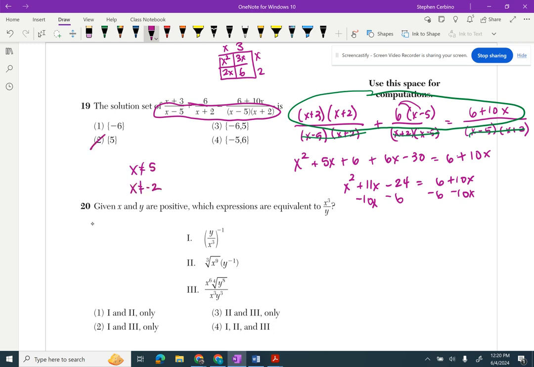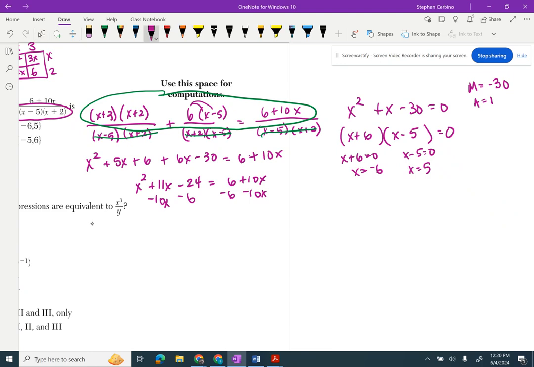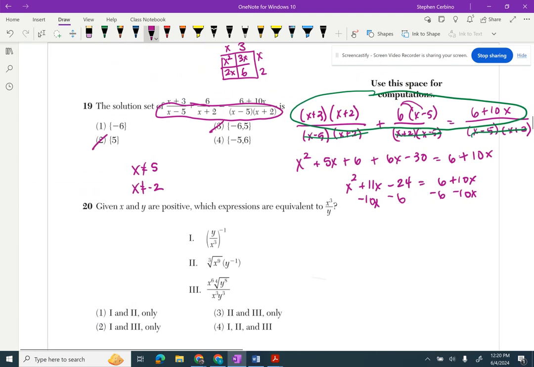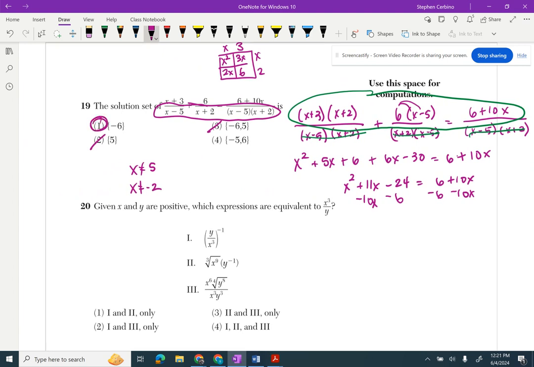So right away, it can't be these choices. They have 5 in it. 5 can't be an answer. When I did all the math, I saw that 5 was an answer. We call this an extraneous solution. So the only true solution to this is negative 6.